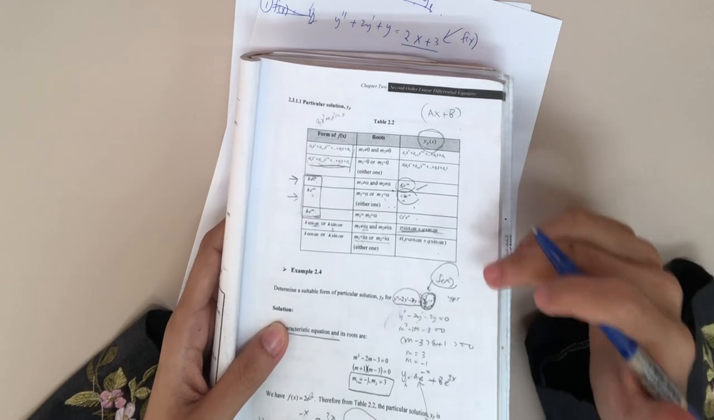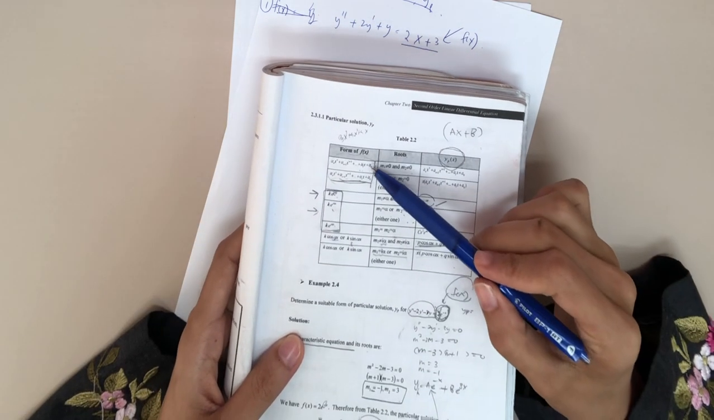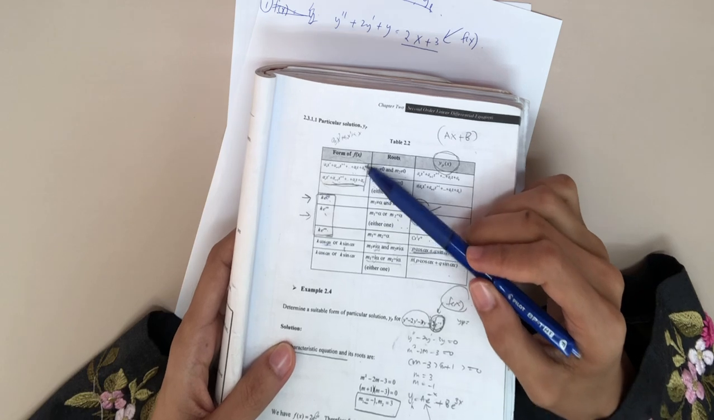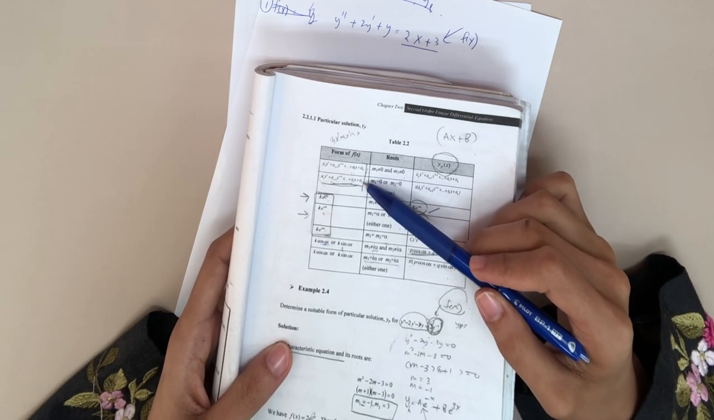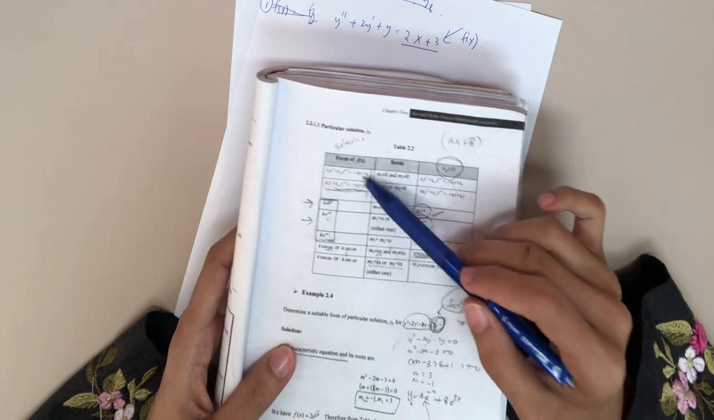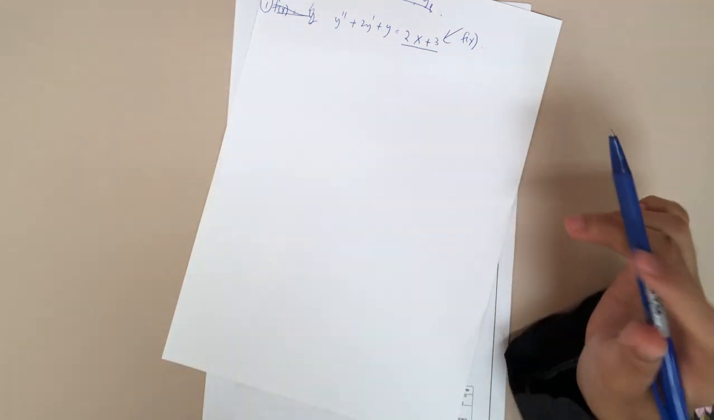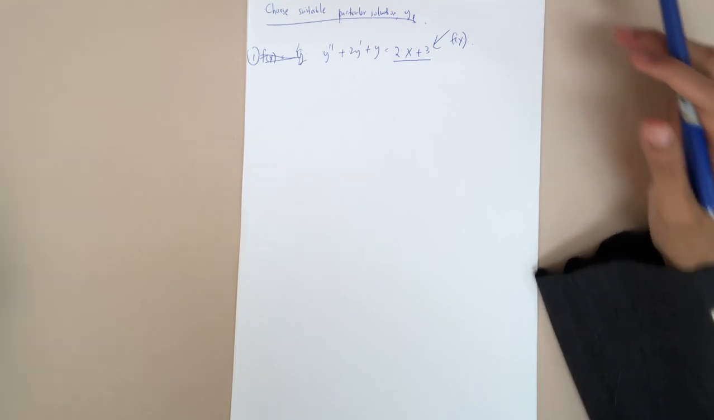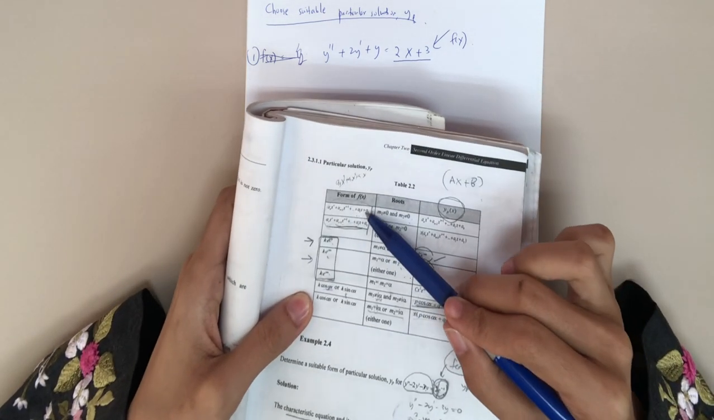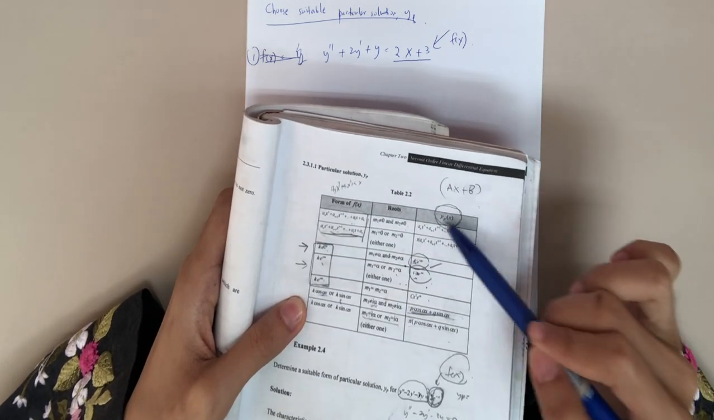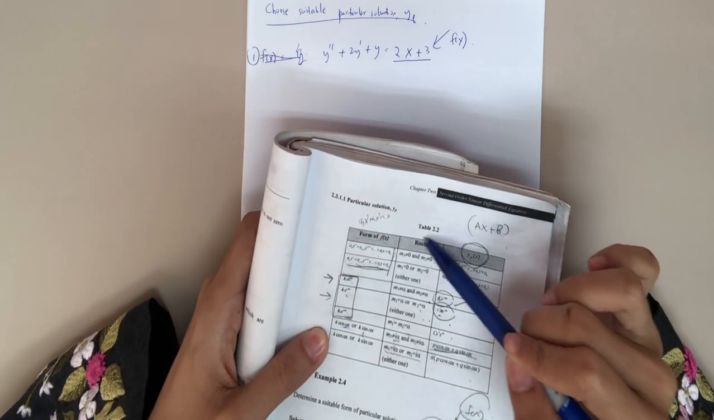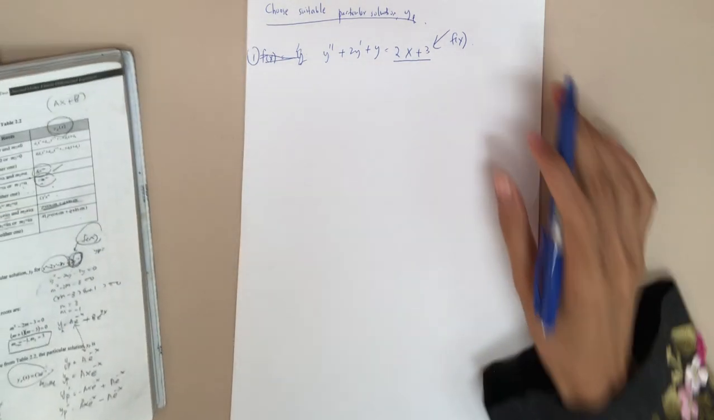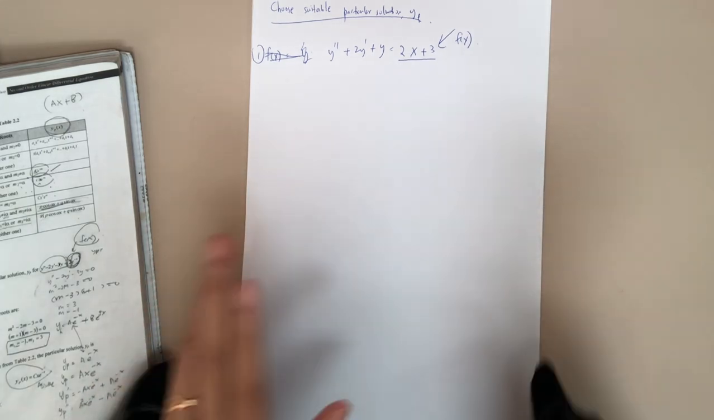The slides also have this table. So we just focus on row number 1 and row number 2 because only these two are the polynomial type. So now this is a polynomial. But now which one, row 1 or row 2, will we choose as yp? So you need to check your roots.